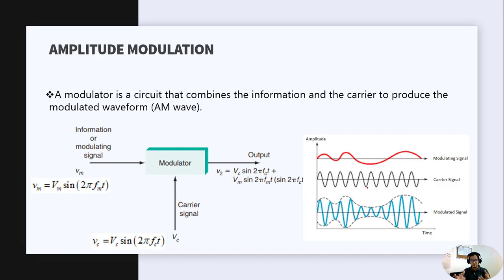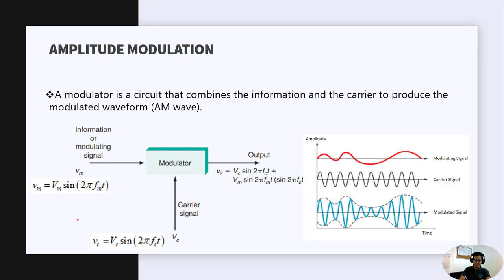Ang ginagawa ng modulator is it combines the signal, the information signal, and the carrier signal, and then imimix niya yon, i-output niya as an AM waveform. So that's what a modulator does.